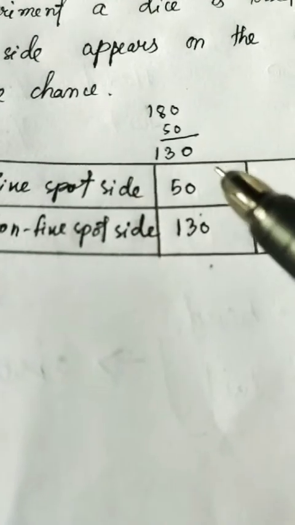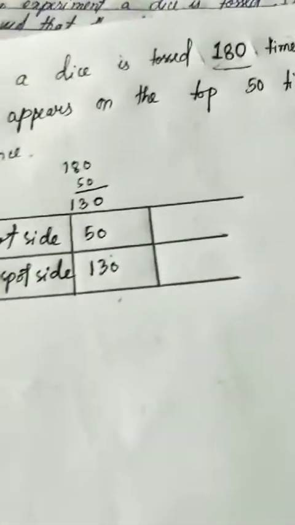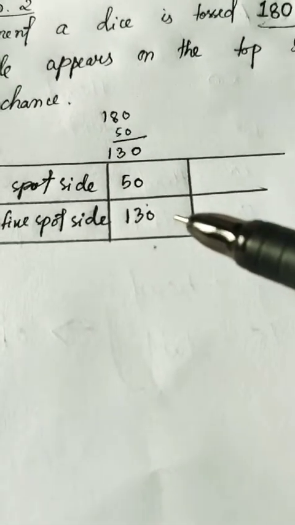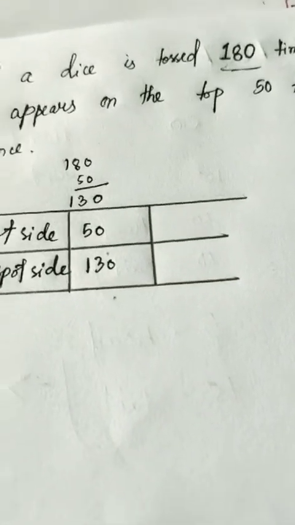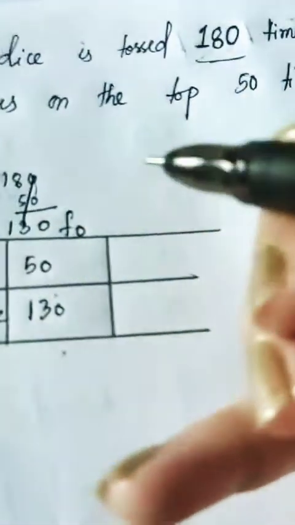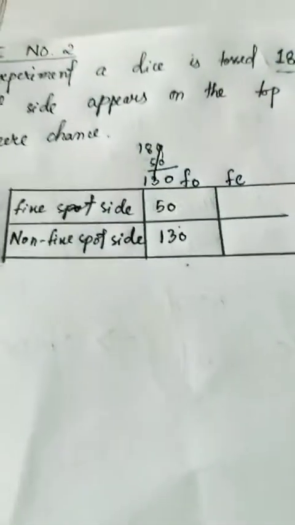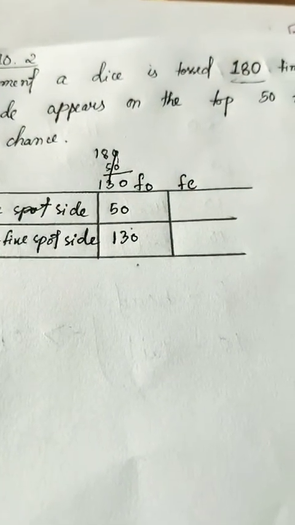So okay, now we already know the observed value. Now we have to know about the expected value, the expected frequency. This is the FO, which is the observed frequency, and then FE, which is the expected frequency. So what would be the expected frequency?